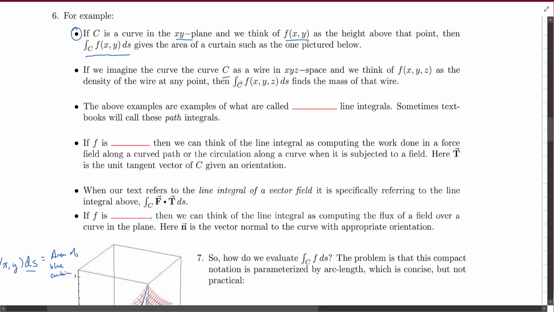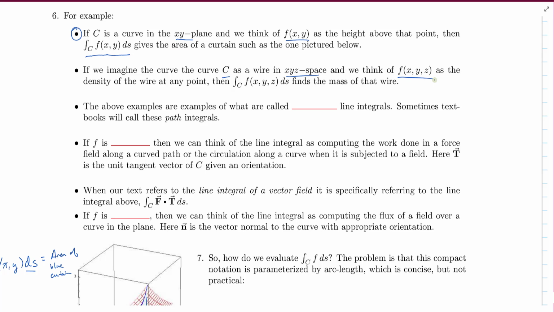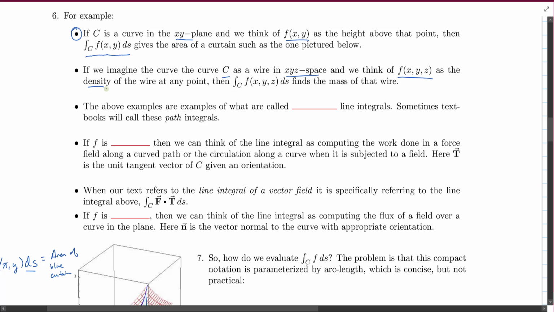For example, if instead we think of our curve as existing in xyz space, and if that curve represents some sort of wire, and say we've got some real valued function of the point in 3-space, some function of x, y, and z, then we could think of that as outputting the density of the wire at any point in space. And so when we compute the line integral, it'll find the mass of that wire. So there's another interpretation.